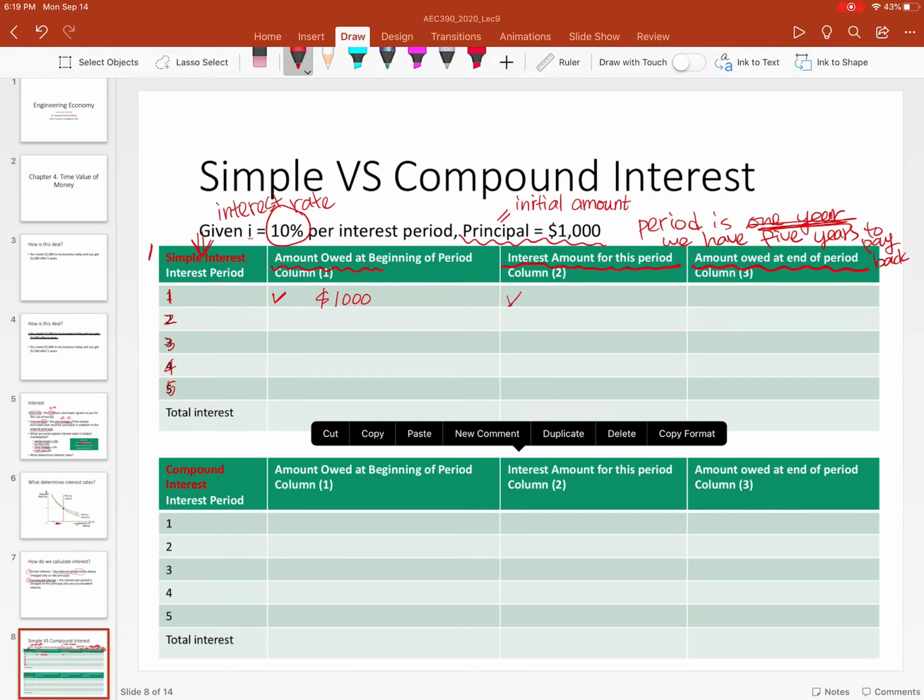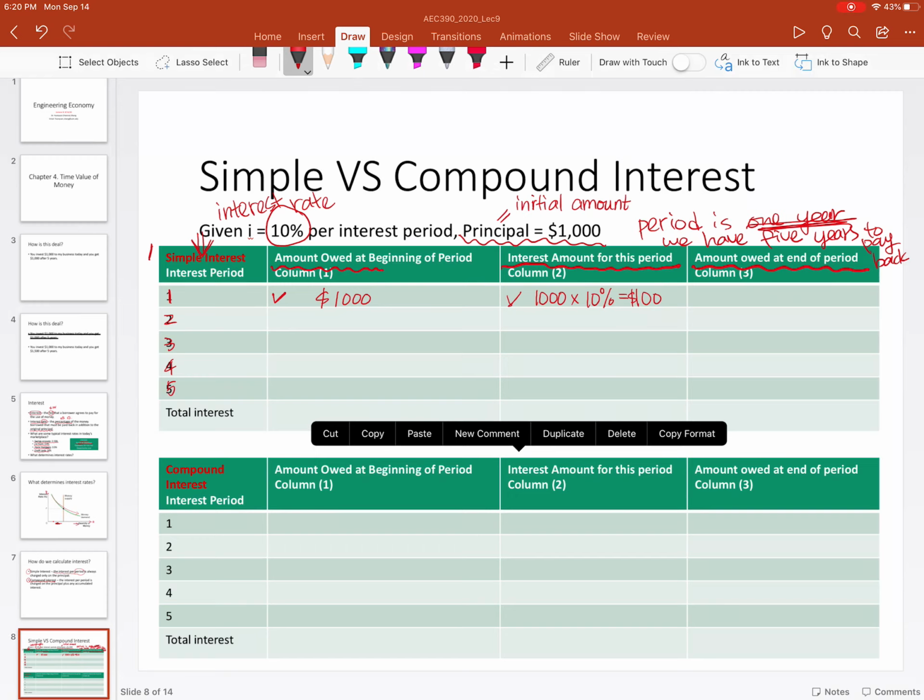Okay, so the interest for the first year will be, by definition, simple interest: the initial amount, which is 1,000, times the interest rate, which is 10%. So the amount of interest for the first year will be $100. Follow me? Okay, if you don't follow, pause and then rewatch this part.